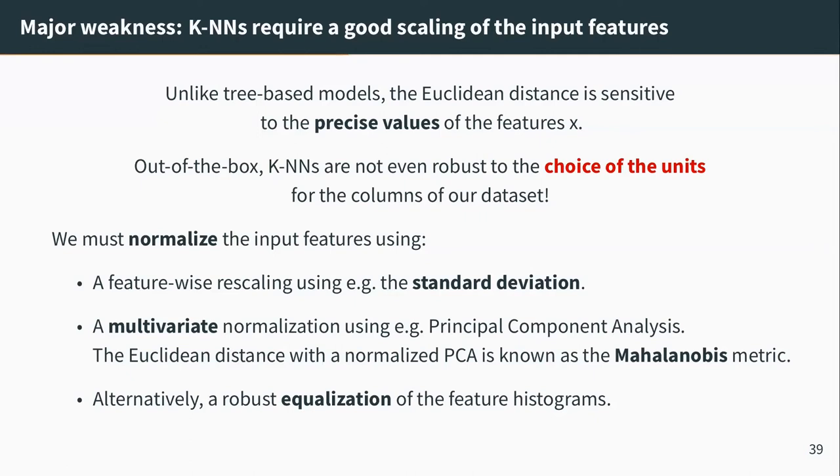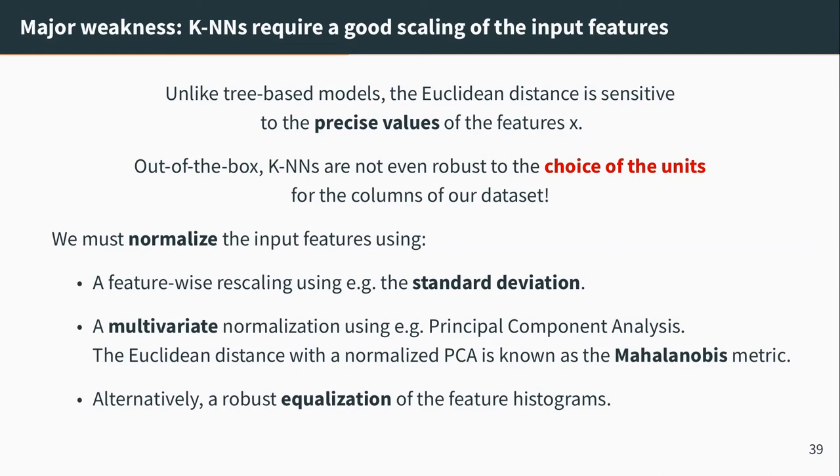The simplest way of doing that is a feature-wise rescaling using the standard deviation. You can do that with Excel. Just remove the mean from every column, compute the standard deviation, and rescale by that. That's what we call normalization. You can also do it in a multivariate way that takes into account correlations, and that's what we know as principal component analysis.